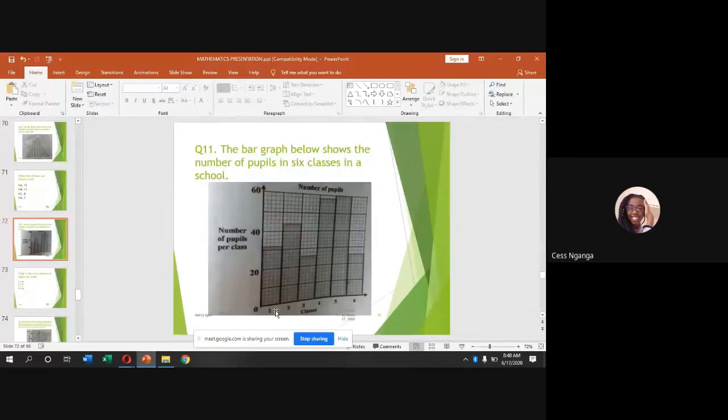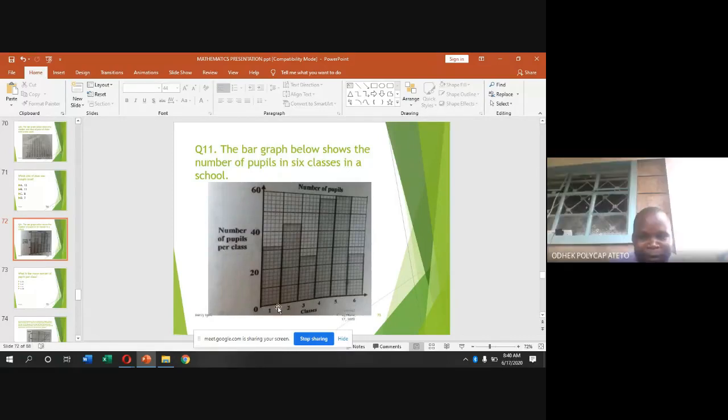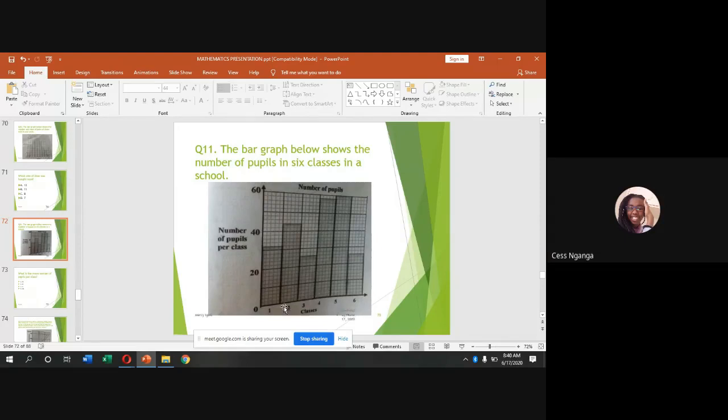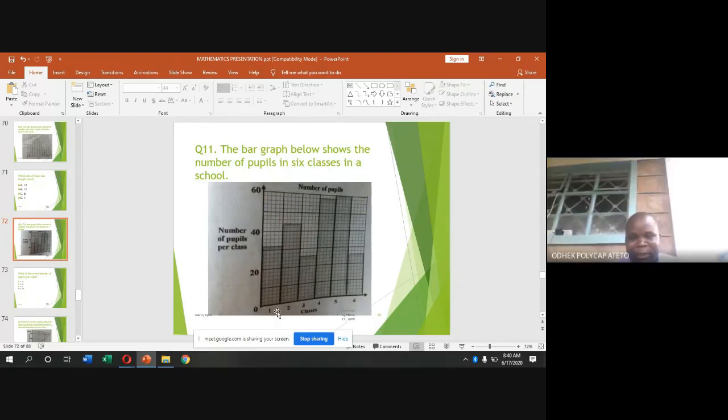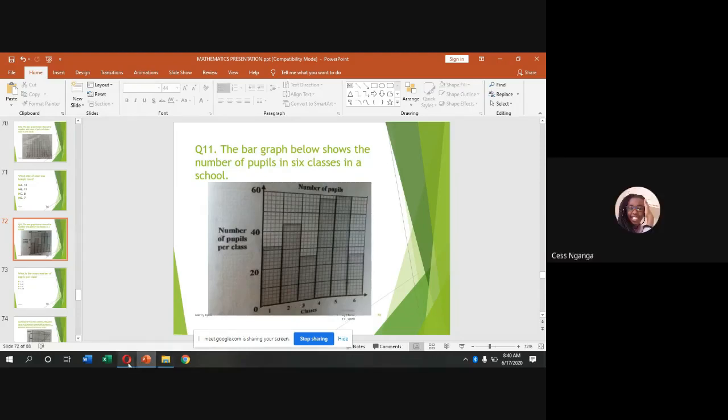1 centimeter represents 1 class. Yeah, it's okay. 1 centimeter represents 1 class. So that's how we get the scale.